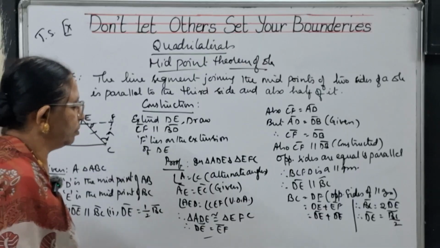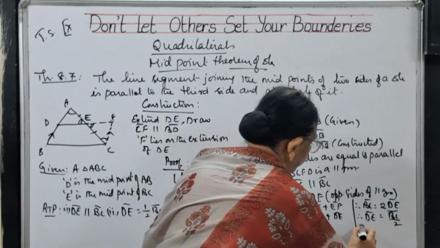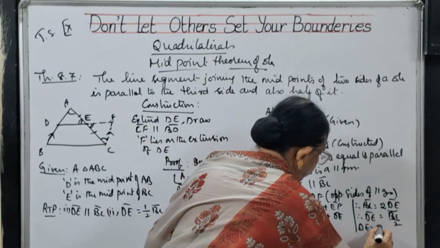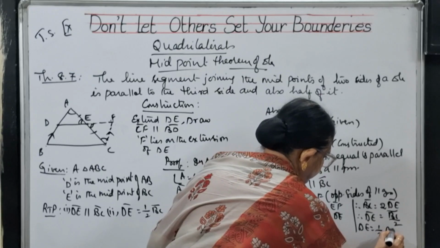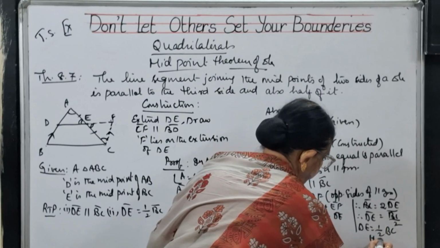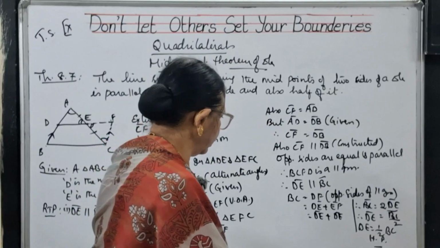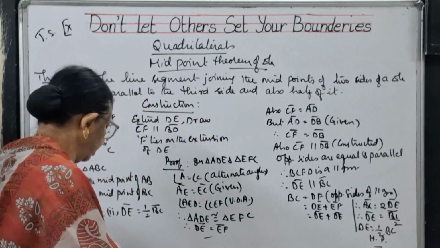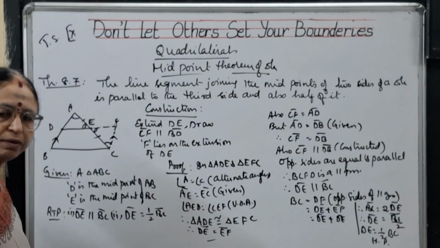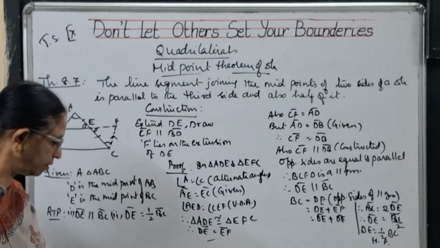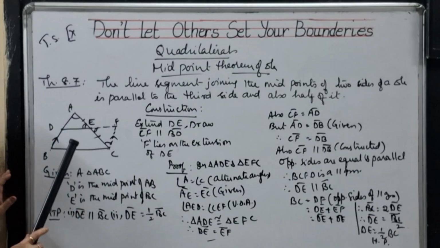BC by 2. So, this means half of DE is equal to half of BC. Hence, proved. So, this is the proof for this theorem, children. Very important. Now, listen once again, children. This theorem. What does the theorem say?